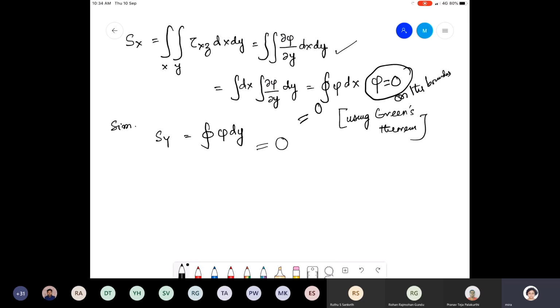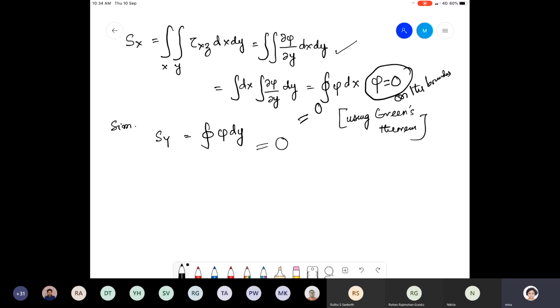Ma'am, the Sx is 0 only because that phi function is taken as 0. Is it so? Yes. If the phi function was anything else, then the Sx would not have been 0. So there are examples where you cannot take a phi function to be 0. There are some issues that we need to handle. Maybe if we have time, we will do those examples, but right now I'm not very sure.